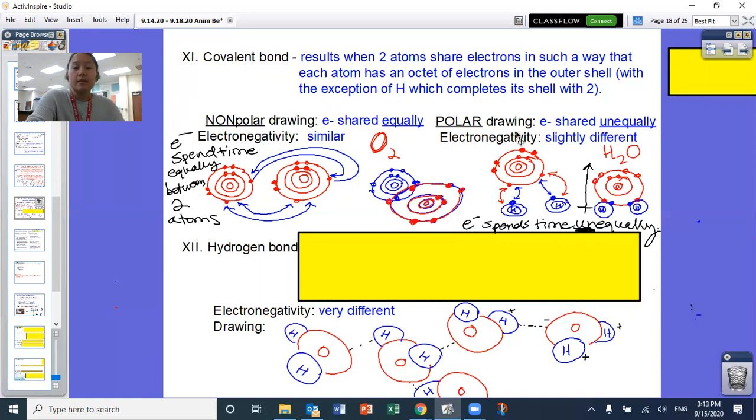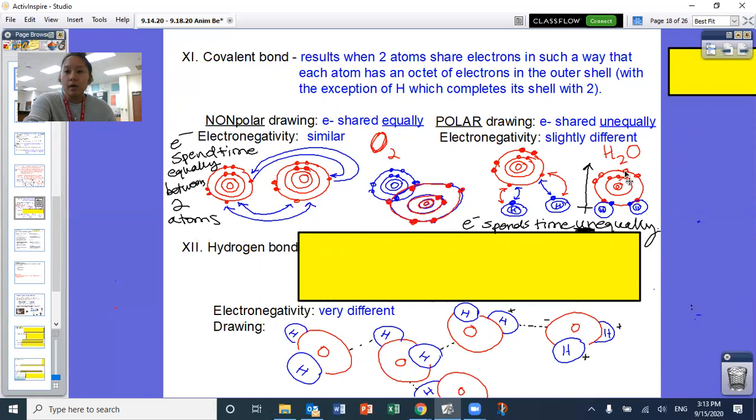Over here, the other kind of covalent bond is a polar covalent bond. And we say poles, like North Pole, South Pole, because there's a positive and a negative charge to those poles, right? It's the same idea. So electrons are shared unequally because it's two different elements that are sharing the electrons.